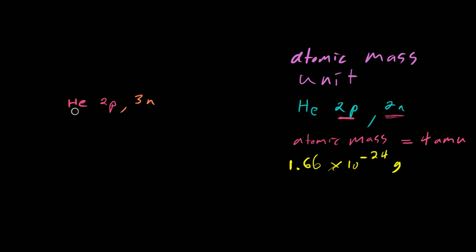and remember, it doesn't matter how many electrons we have. It's a neutral atom, so we're going to have 2 electrons to balance out the positive charge from these 2 protons. But in determining our atomic mass, it really doesn't matter because the mass of the electron is so much smaller compared to the mass of the proton and the neutron. So this would be 5 atomic mass units, right? Because we would just add the mass of the proton to the mass of the neutron.